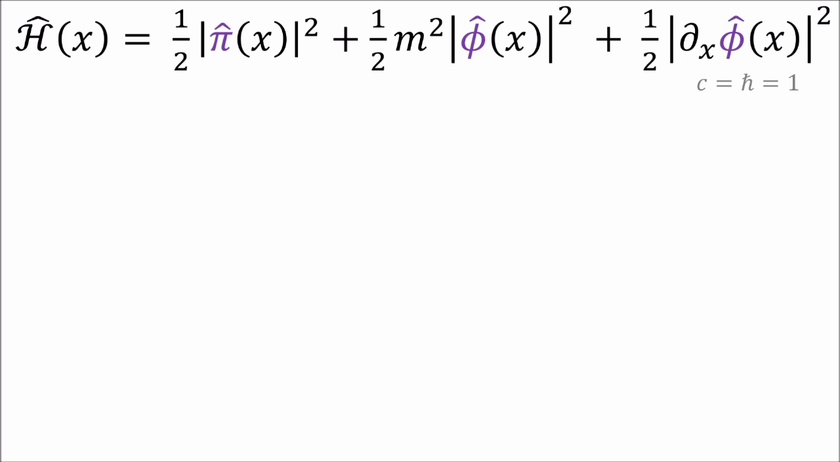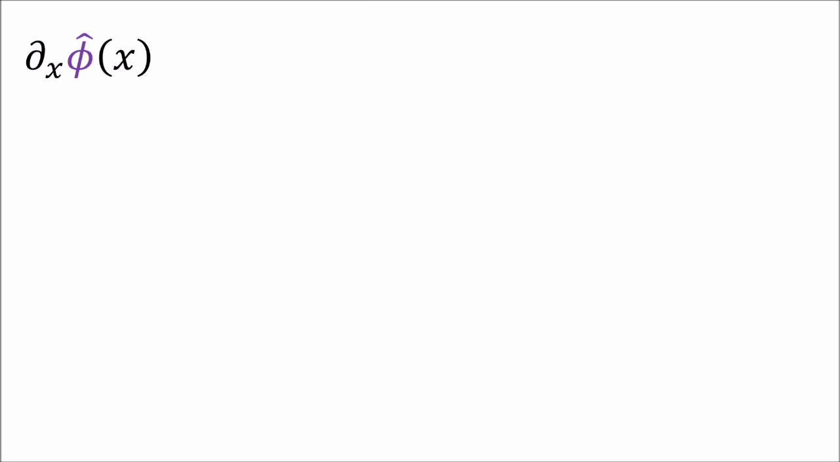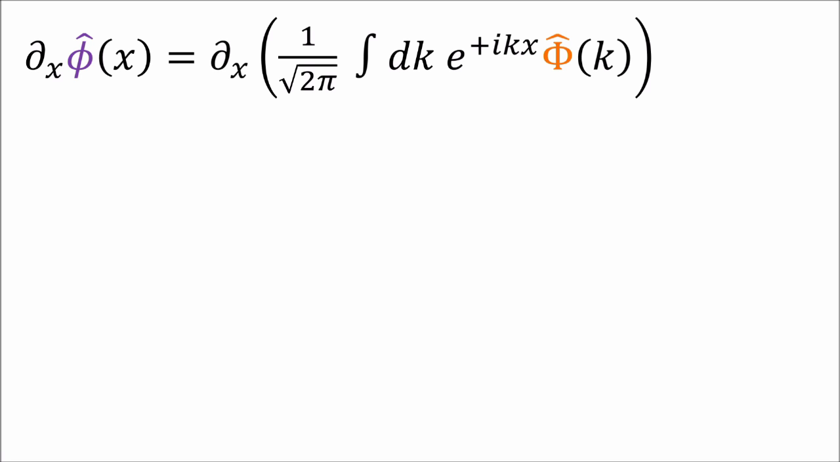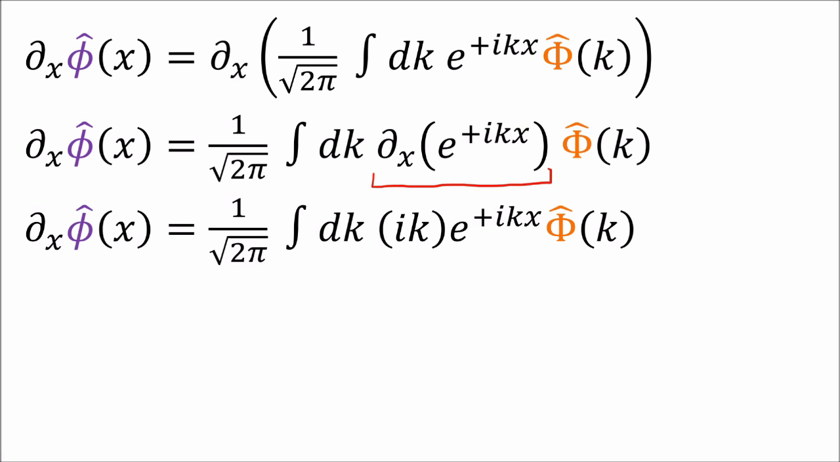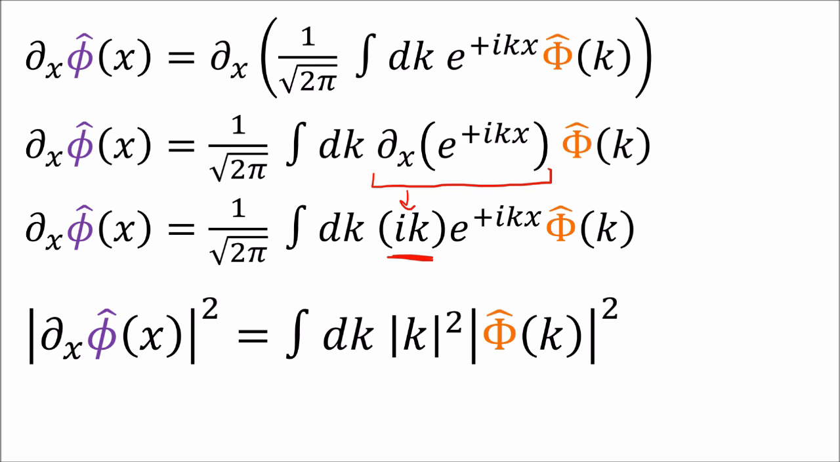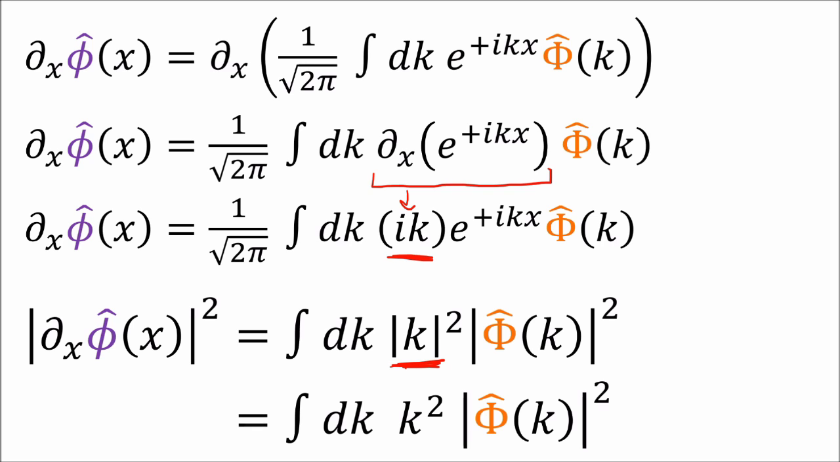Parseval's theorem will help us transform the first two terms in the Hamiltonian density, but we also need to transform the coupling term with the x derivative of phi. If we take this derivative and replace phi with the inverse Fourier transform, the x derivative only touches this complex exponential, which brings out a factor of ik in front. If we take the squared magnitude of this, we end up with the squared magnitude of k in the integral, which is really just k squared since k is a real number indicating the wave number.